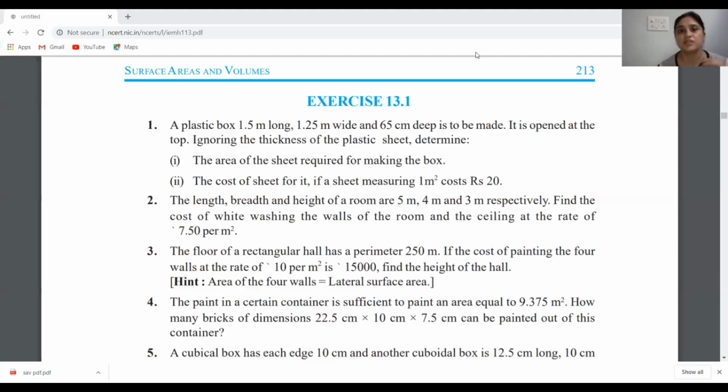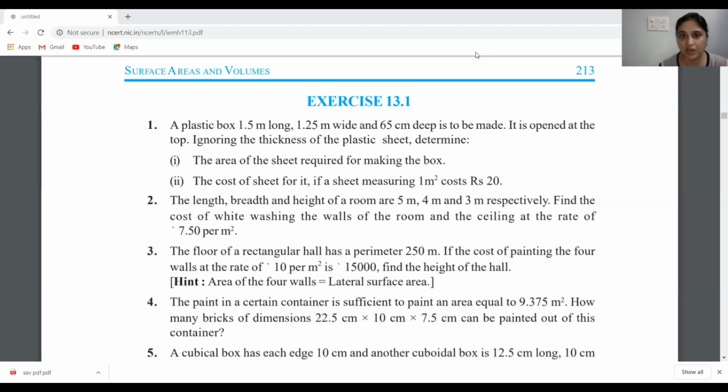Now, bacha, we are starting with the first exercise of chapter 13.1. In this chapter, you will be facing questions related to surface areas. In this particular exercise, we are not going to face any question related to volume. But in the last class, I introduced all the formulas related to the areas and the volume.